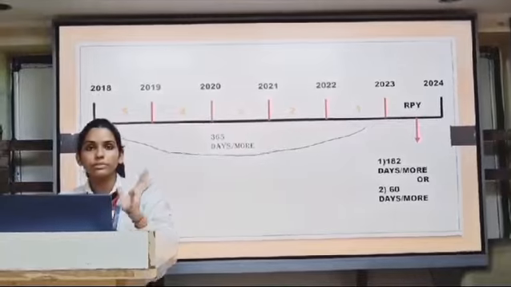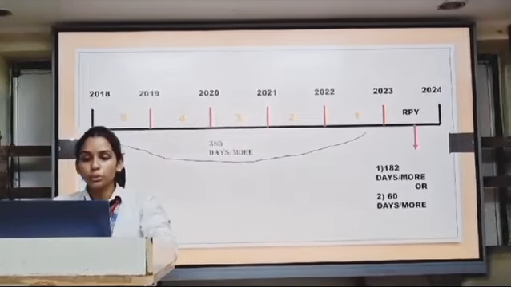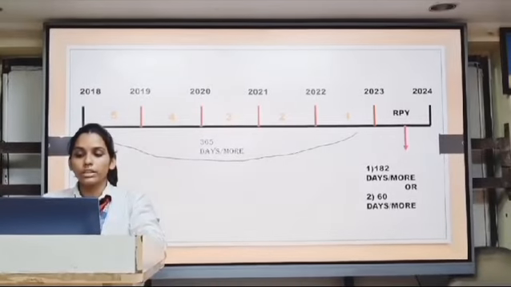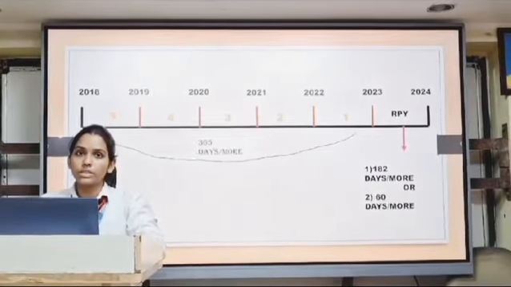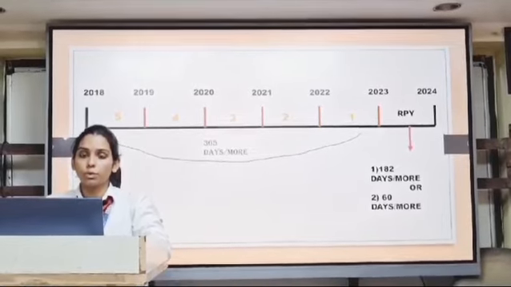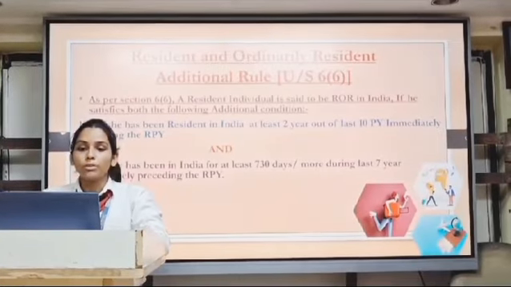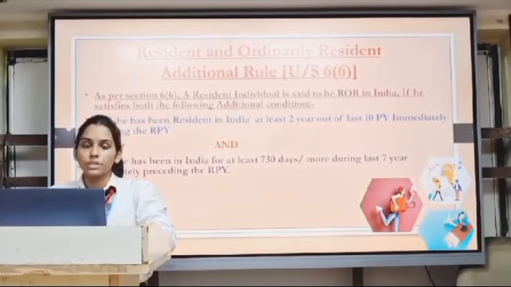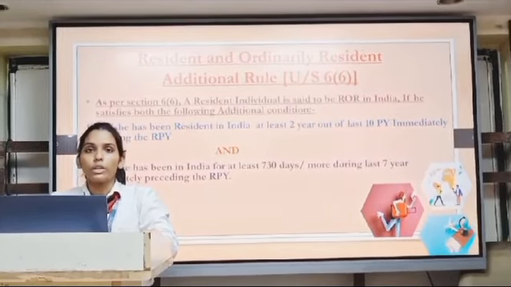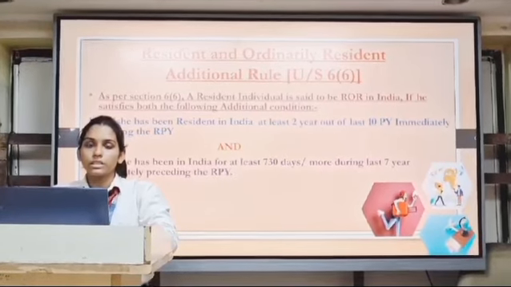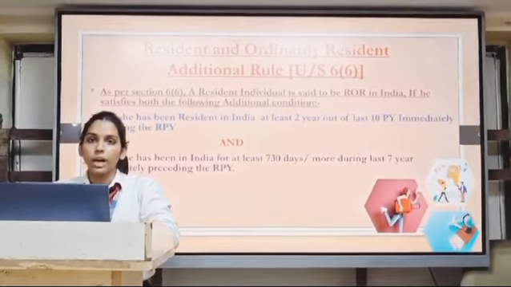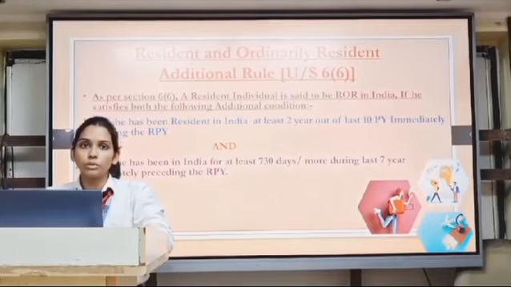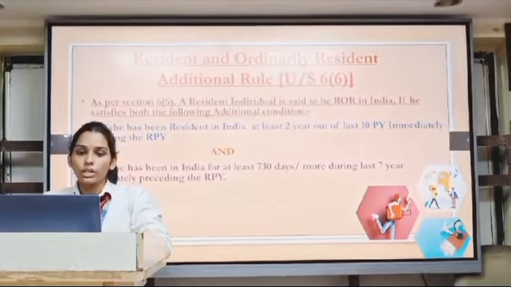Now let's see this with the diagram. Here you can see that there are two rules. The first one is 182 days or more, and the second one is 60 days or more plus 365 days in the last 4 previous years. Now we will see what the additional rule under section 6 subsection 6 is. According to it there are two rules, and if a person is resident, then he needs to follow both of the rules to become ordinarily resident.